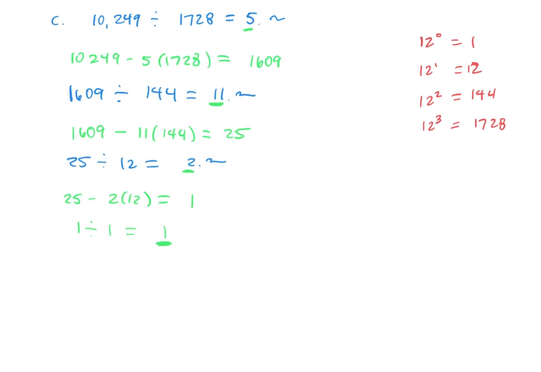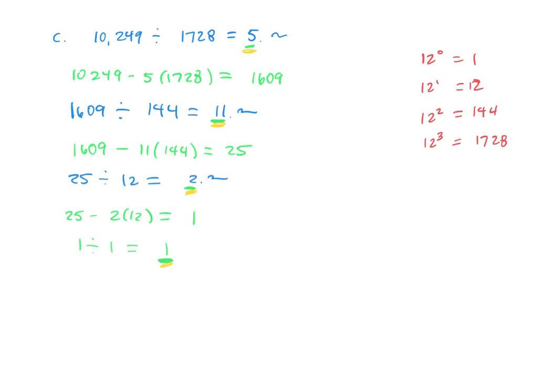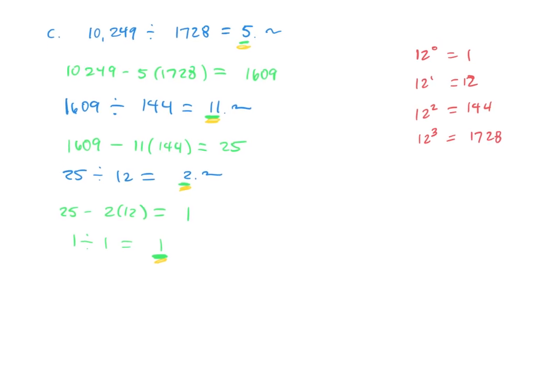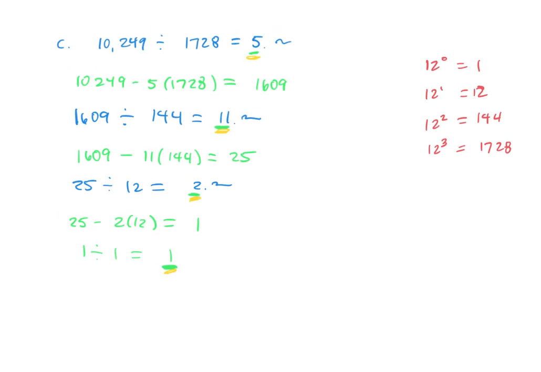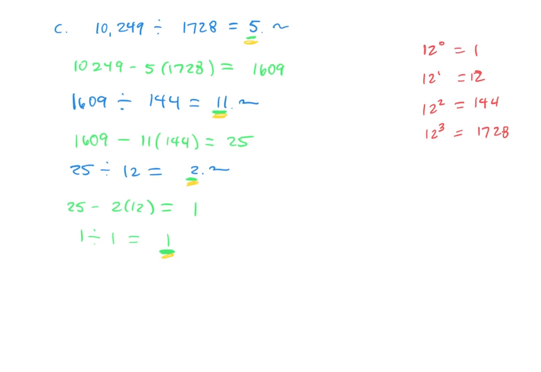So these numbers that are the result of dividing give us the place values for this base 12 number. So we'll start with the 5. And we need to put commas in between because some of these can be more than one digit, and we don't want them to run together. So we have the 5, 11, 2, 1, and then that little subscript tells us that it's base 12.